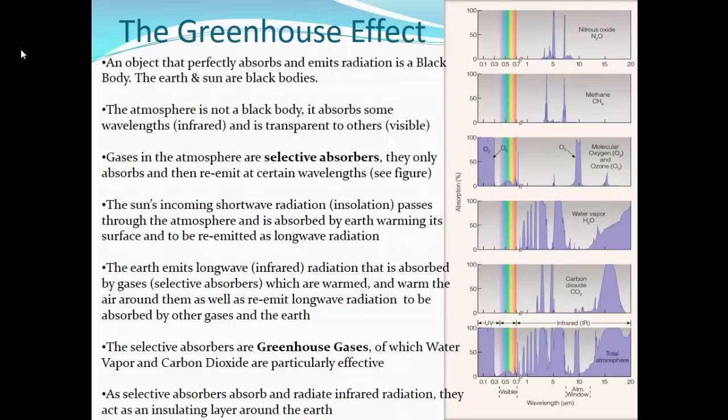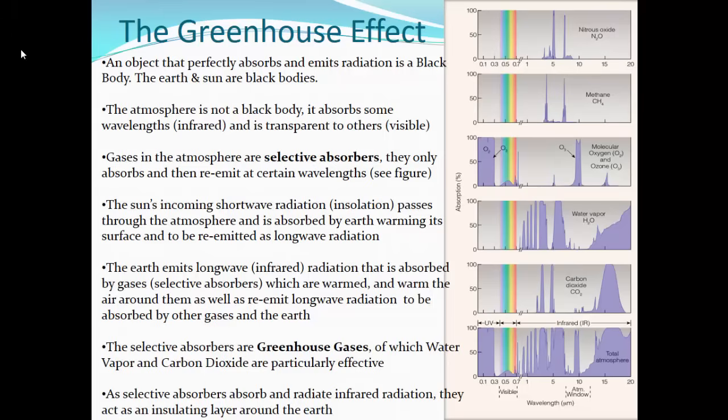So most of the sun's incoming shortwave radiation goes right through the atmosphere and is not absorbed by the atmosphere. It is absorbed by the Earth, and the Earth warms up. As the Earth warms up, it re-emits much longer wave radiation, and that longer wave radiation is absorbed by nitrous, methane, O2 and O3, water vapor and carbon dioxide. Those gases in the atmosphere, they warm up. They warm gases around them through conduction and convection, and they also re-emit their long-wave radiation to other gases around them and back down to the Earth.